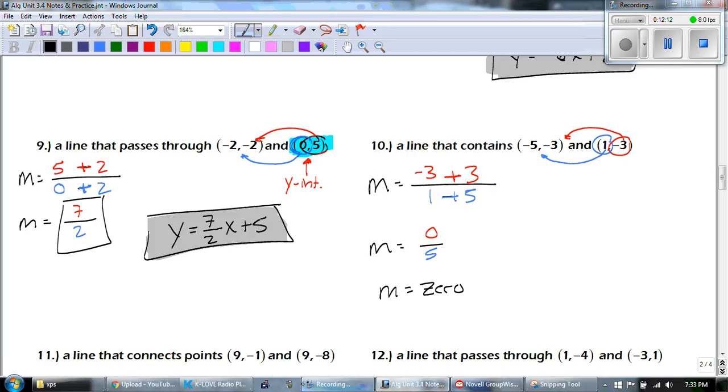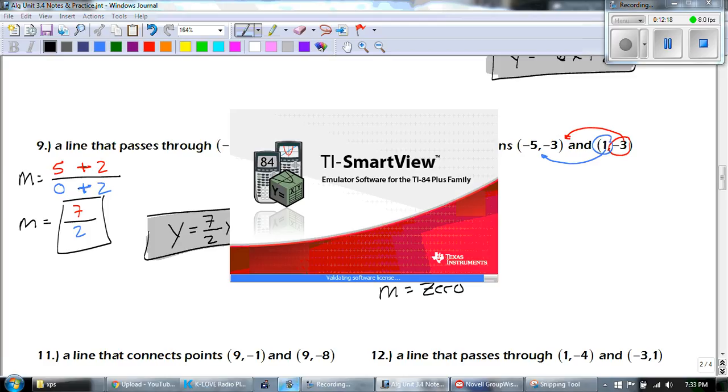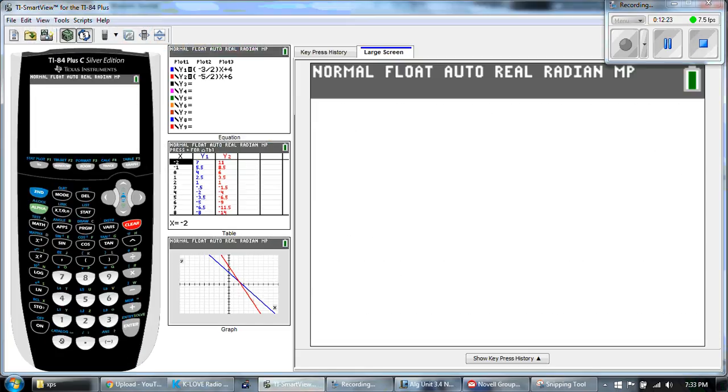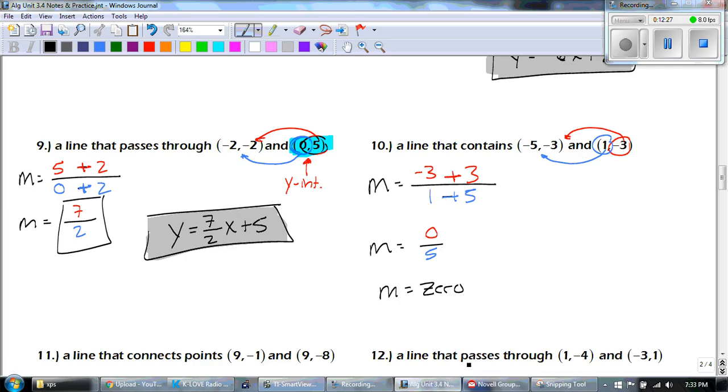Okay? Now, if you ever question it, please just go to your calculator and do 0 divided by 5. Okay? Seriously, because that's where some of our mistakes are. 0 divided by 5, I get a number, it's 0, so my slope is 0. Yeah, that means that this is horizontal.